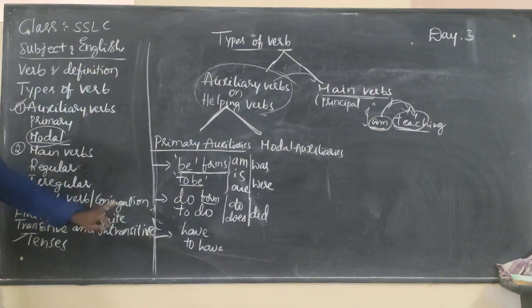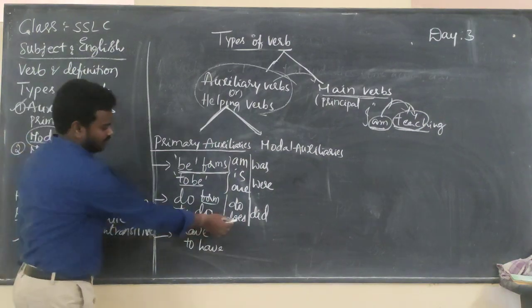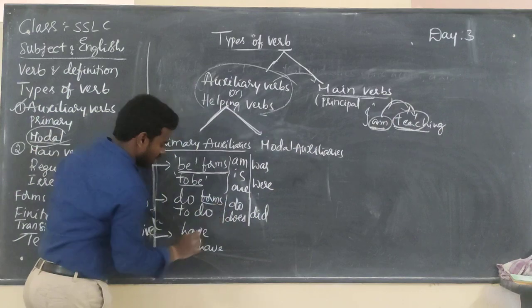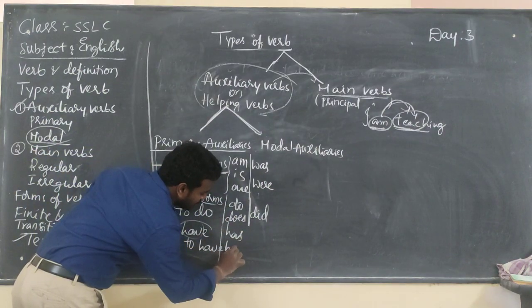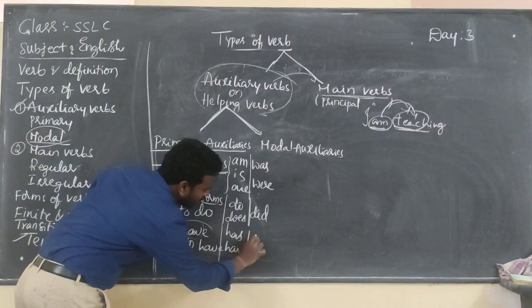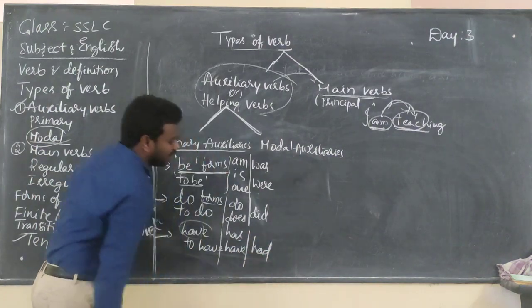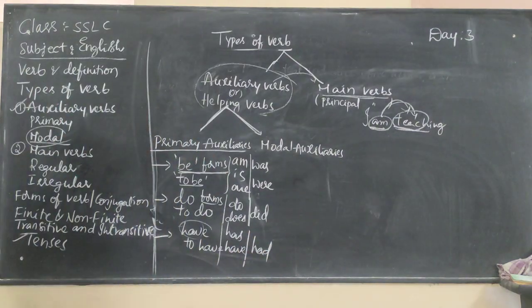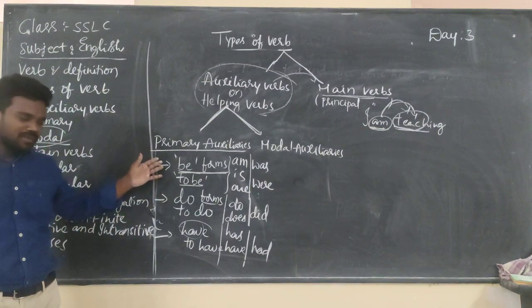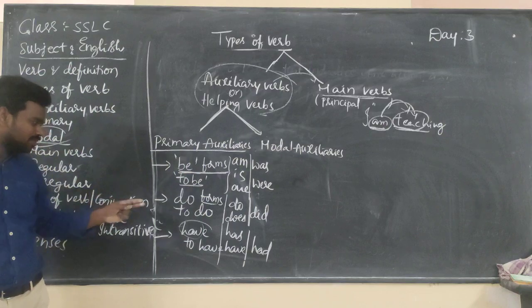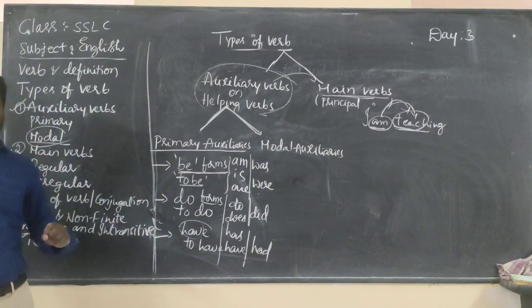Did, is. These are do forms. And have forms. What are have forms? Has, have, and have. These are have forms. So what are primary auxiliaries? The primary auxiliaries are be forms, do forms, and have forms.